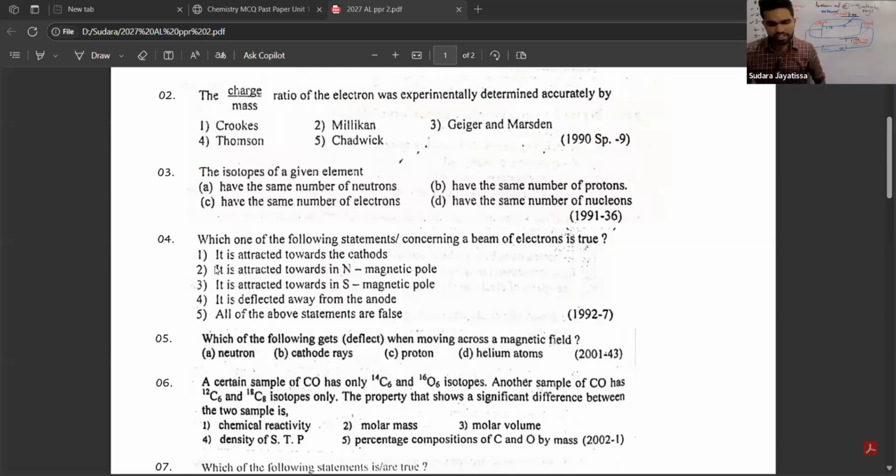Okay, and then the fourth statement is also wrong. It says deflecting away from the anode. No, it is deflecting towards the external anode. So anyway, those two statements are wrong. If you consider the external cathode and anode, you can explain it nicely. But even if you ignore the external cathode and anode and just stick to the same cathode and anode, you can still explain this.